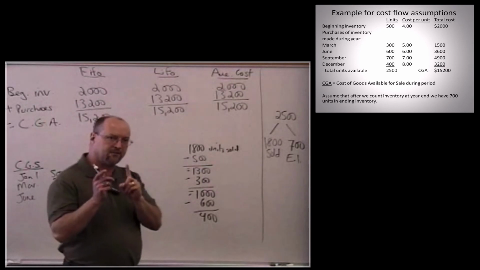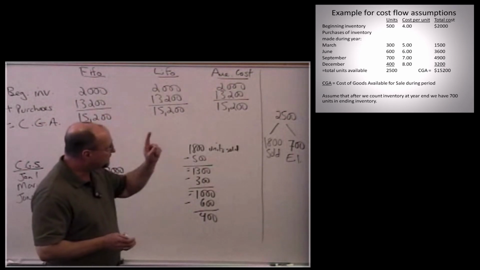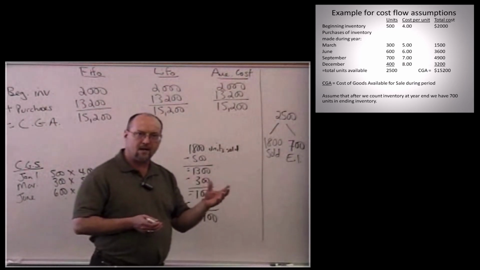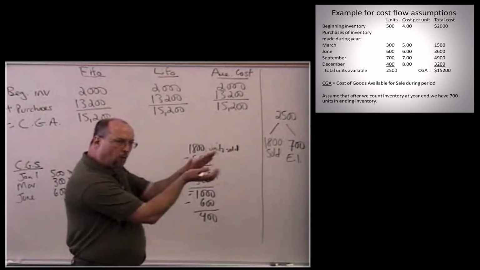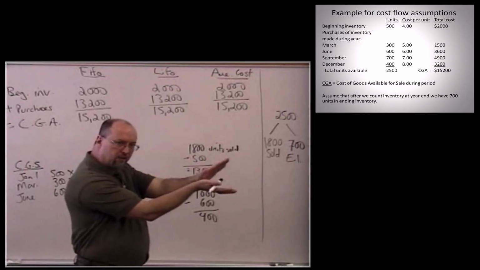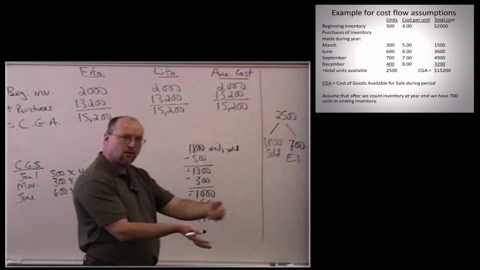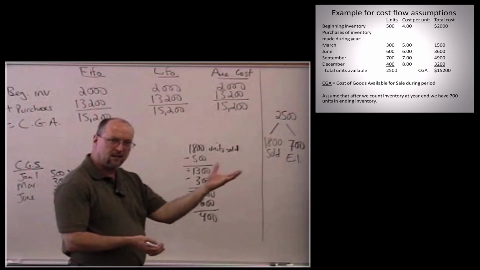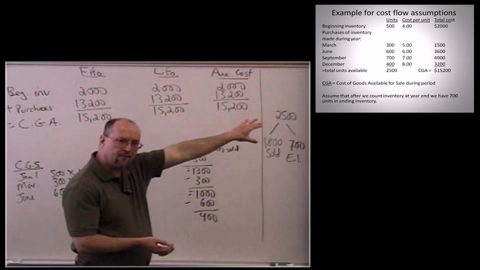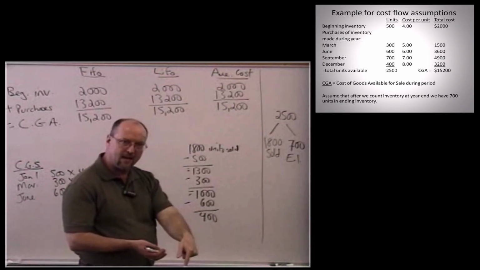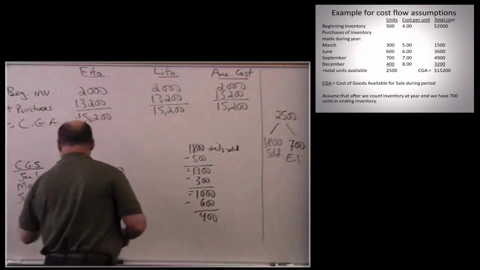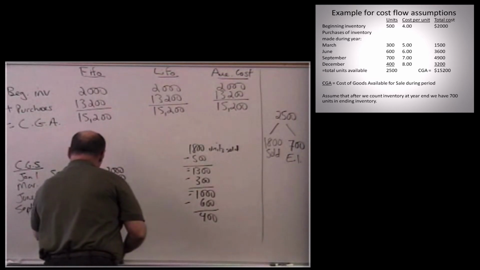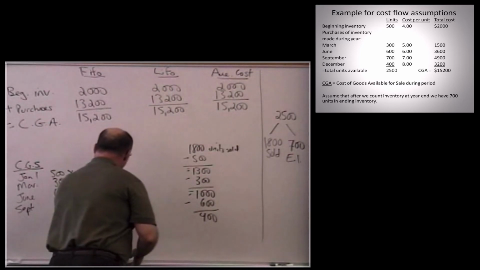And here's the trick, so watch carefully. In my September purchase, I had 700 items that I bought. I have to split that. 400 were sold, 300 are still in ending inventory, not sold. So from the September purchase, we bought 700, I sold 400 of them, which means 300 of them have not been sold, they're still in ending inventory. So from September, 400 items times $7 is $2,800.